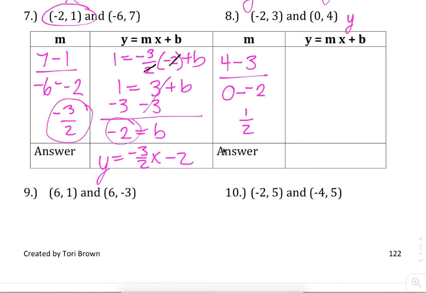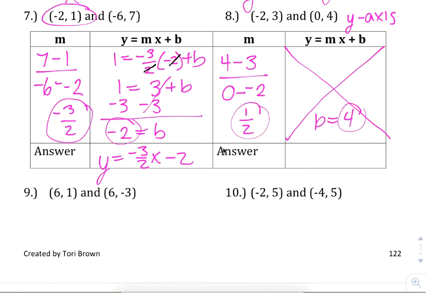0, 4 is a point on the y-axis. It's a y-intercept. So I don't have to do anything in this box other than tell you that b is 4. I can go straight in with my m and b and make my answer. 1/2 x plus 4. All right, if you need to pause that for a second and write it down, go ahead and do that. We have 2 questions left.